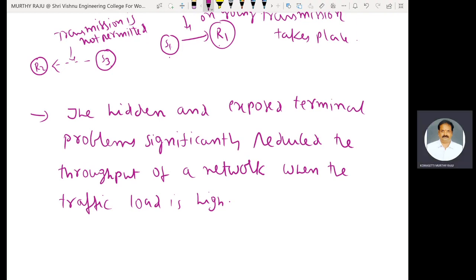With this, the explanation of hidden and exposed terminal problems in ad-hoc wireless networks is completed.